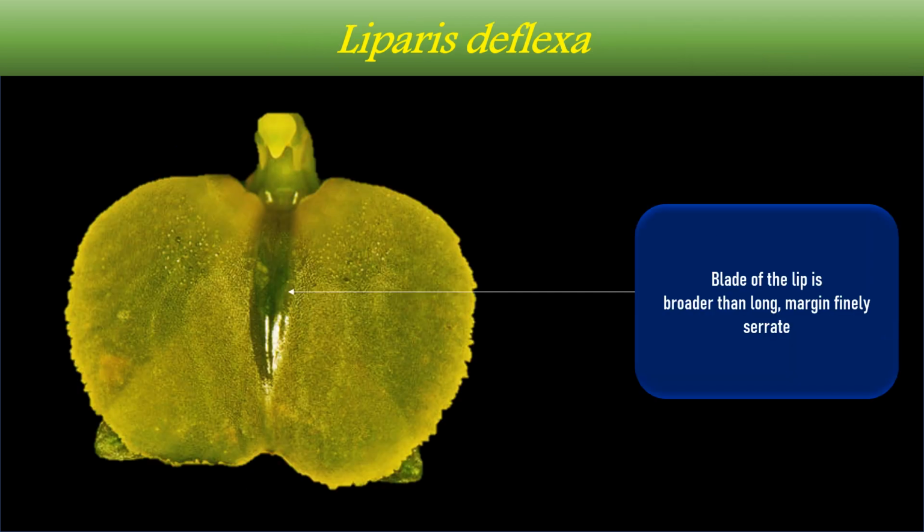Then our second is Liparis diflexa. It is a terrestrial one and you can see the blade of the lip is broader than long, with the margin finely serrate. It has a very prominent lip and it also attracts many types of pollinators. It has one distinct character, so from the lip variation you can identify this particular orchid species.